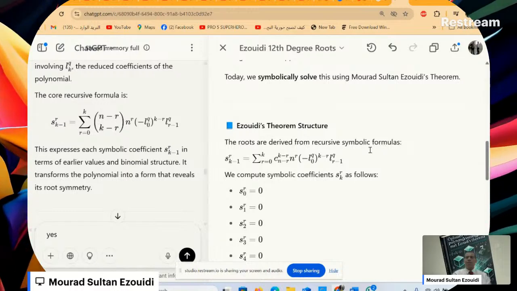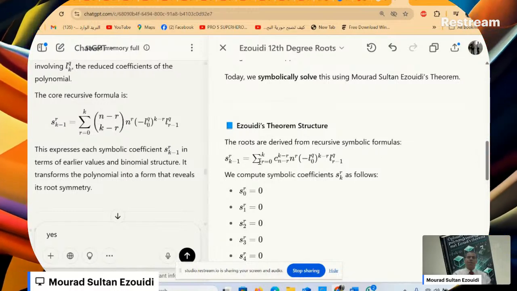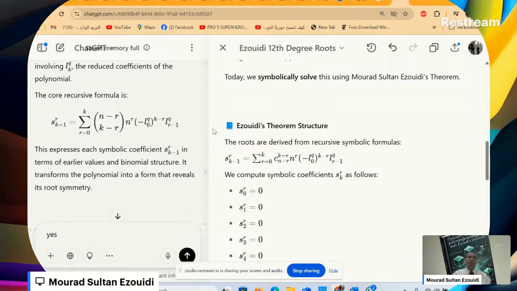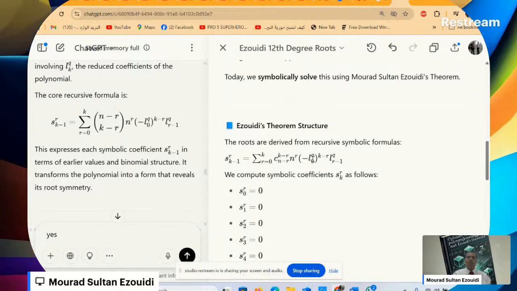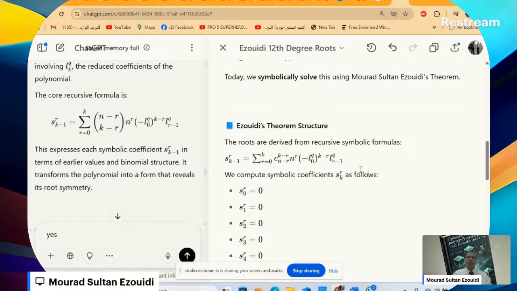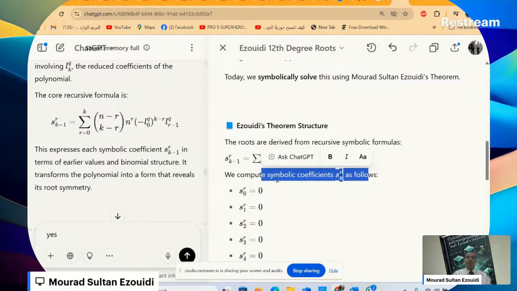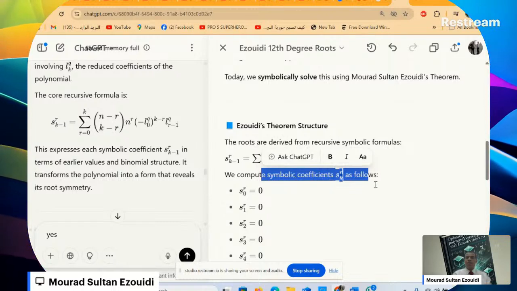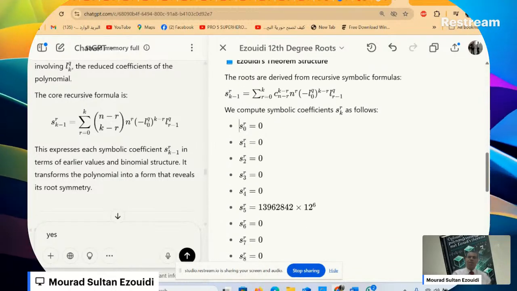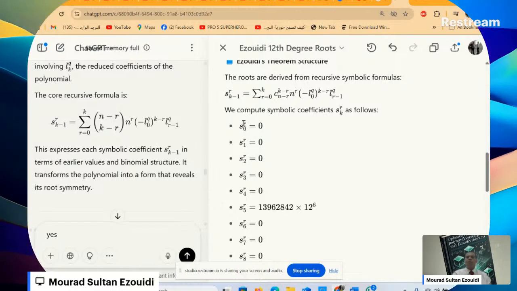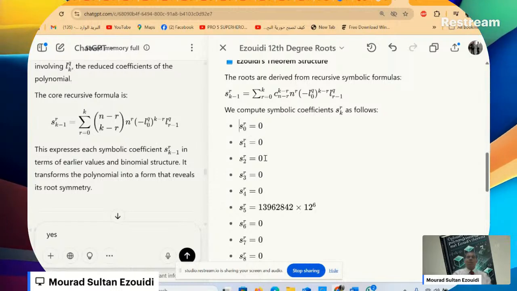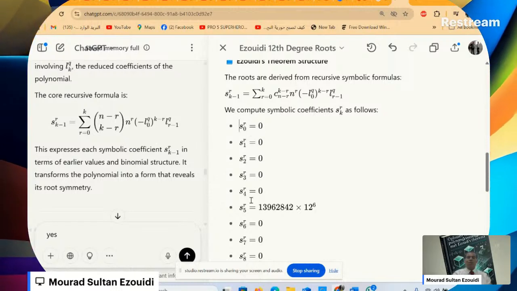The roots are derived from the recursive symbolic formula S_{k-1} equals the sum from 0 to k of the combination n minus r choose k minus r, n raised to the power r, between parentheses negative 0 for the q, raised to the power k minus r, times L_{r-1} of the q. Here, we compute the symbolic coefficient S_k of order r as follows. We have S0 equal to 0. Of course, S_{-1} is going to be equal to 1. S1 is equal to 0. S2 is equal to 0. S3 is equal to 0.